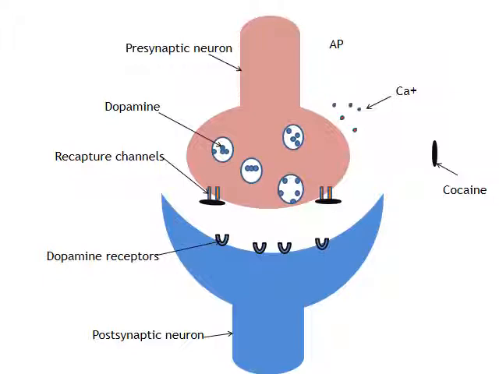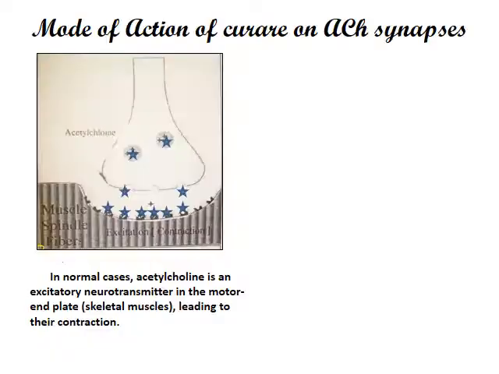First, the action potential arrives at the presynaptic terminal. Then the calcium enters inside the presynaptic neuron. Then we have the release of dopamine onto the dopaminergic receptors. They move and cause the feeling of pleasure.